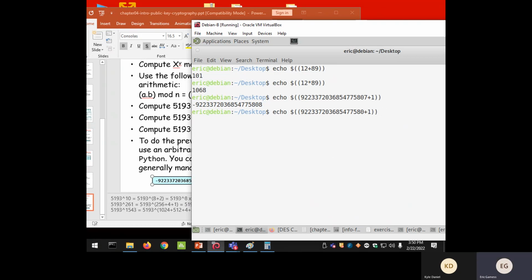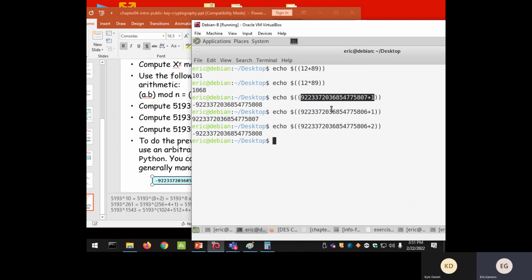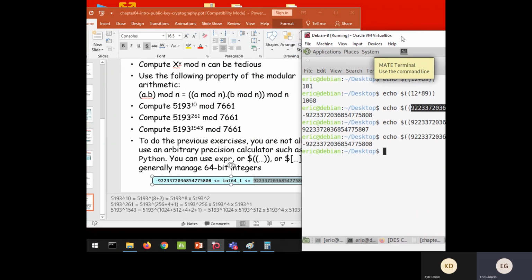Now, if I put a 6 here plus 1, I reach the maximum. But if I put plus 2, the result is negative, which means that it's overflow. So which means that the calculator manages up to this value that is there, no? So if we do a program that just uses that, we are sure that we never use integers bigger than 64 bits.